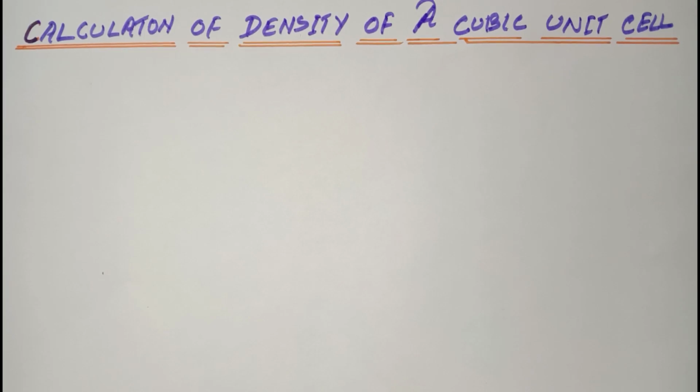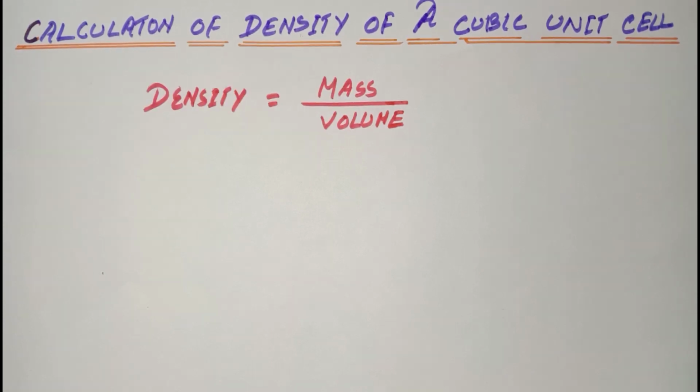Hello students, today in this part we will calculate the density of a cubic unit cell. We all know that density is the ratio of mass per volume. So we can also calculate the density in the case of a cubic unit cell. To calculate the density of a cubic unit cell, we have to know the mass of that unit cell and also the volume occupied by the atoms present in that unit cell.